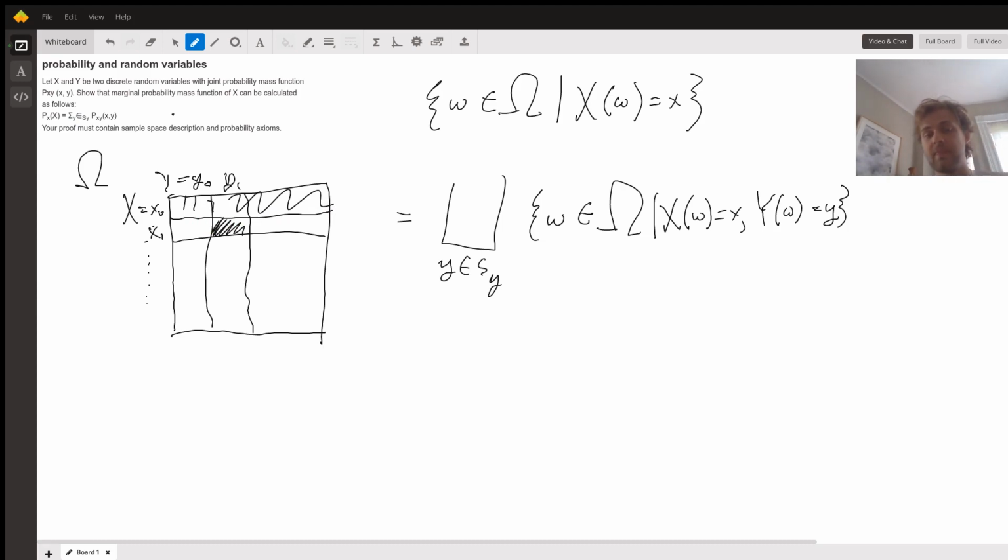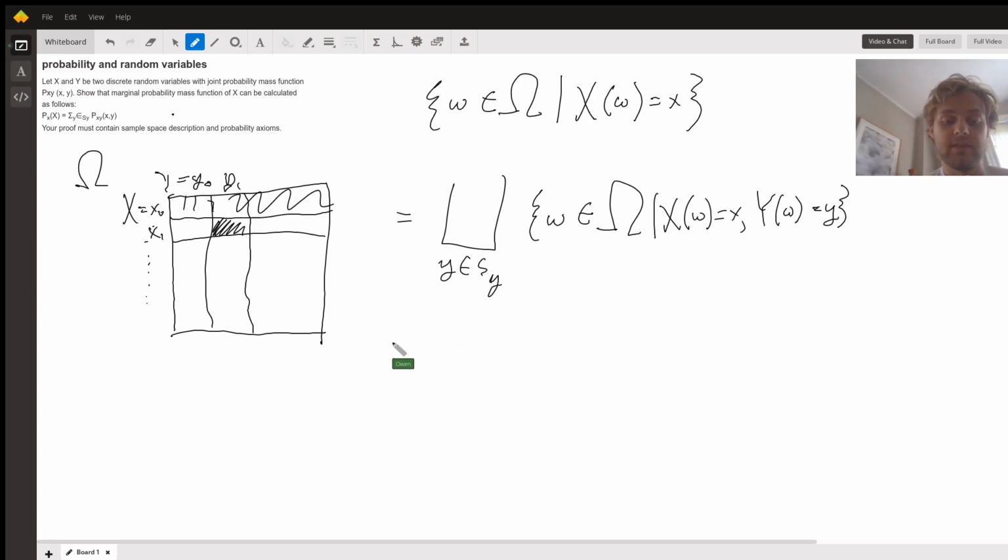Now we have this formula here, and we can apply to it. So this is an equation of sets, and we want an equation of numbers. So we have to apply the probability measure to these sets. And the third law of probability allows us to do that. The third law of probability states that the probability assigned to this set is the sum of the probability assigned to these sets.